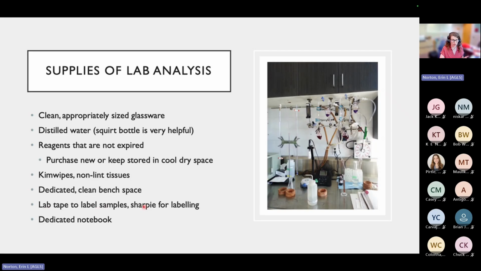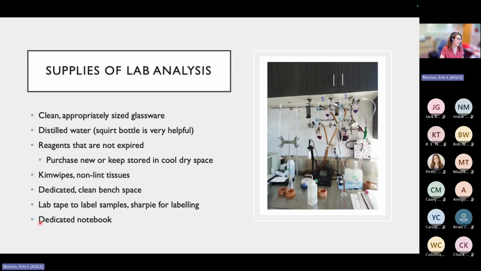Lab tape or a Sharpie to make sure that you can label your samples. Especially in the middle of harvest, you've got lots of samples you might be analyzing on a specific day. Make sure that you have a way of identifying those samples on the glassware itself, or put a little piece of tape, and make sure that you can tell samples apart from each other.